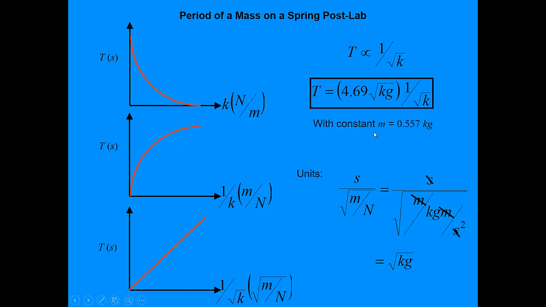And in this part of the lab, we used a constant mass of roughly this. Yours might be a little bit different depending on your piece of cardboard and that kind of thing, which may have a slight effect on your slope. But notice, the square root of this is not 4.69. So there's got to be something going on besides the square root of the mass here. So this is the first half of the lab.